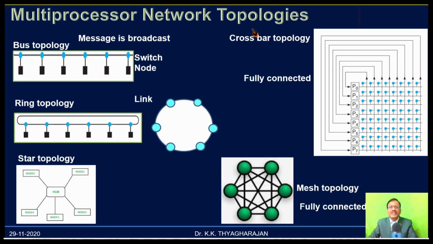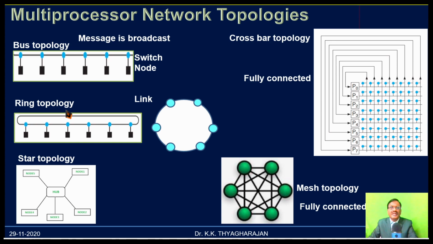Now let us see the network topologies used in multiprocessor organization. The first one is bus topology. Here the small blue circles are switches. The small black rectangles are nodes. The node is connected to the switch using link.